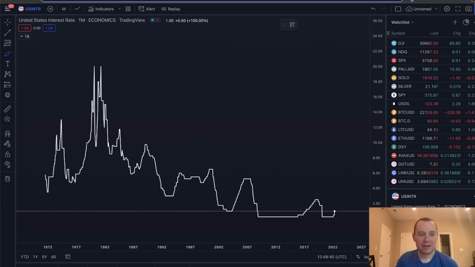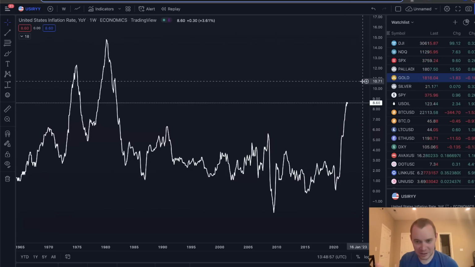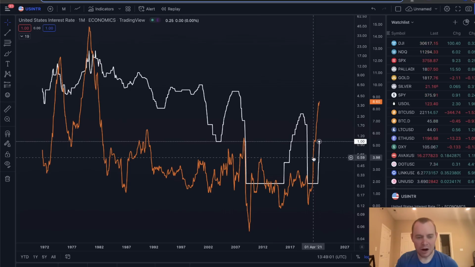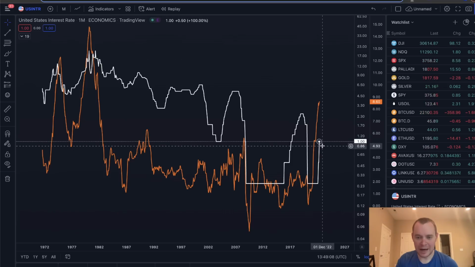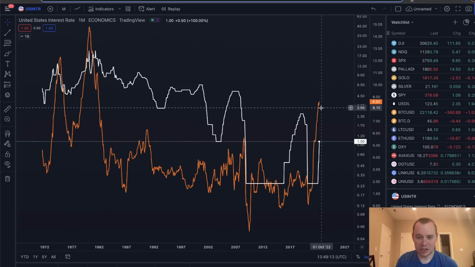So you have interest rates going up, and by the way, think about all the havoc interest rates going up has caused so far, but just look where we are compared to where we've been in the past. It's kind of silly to some degree. But interest rates are going up, inflation is going up, so interest rates are fighting inflation. If you look at interest rates overlaid with inflation, this is what you get. In this chart, the white line is US interest rates, and the orange line is inflation.